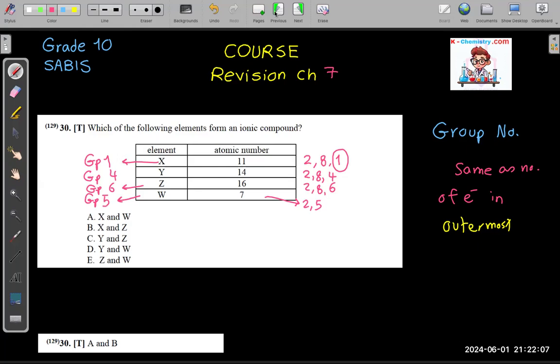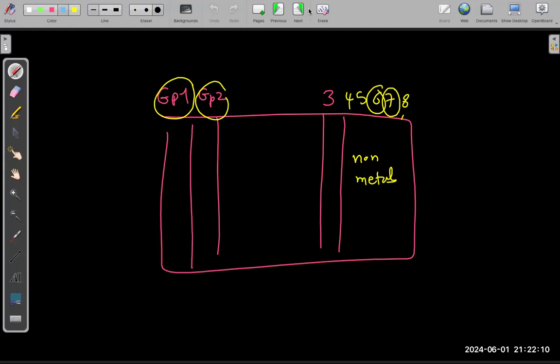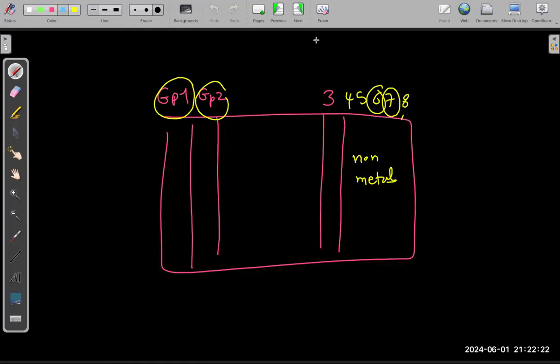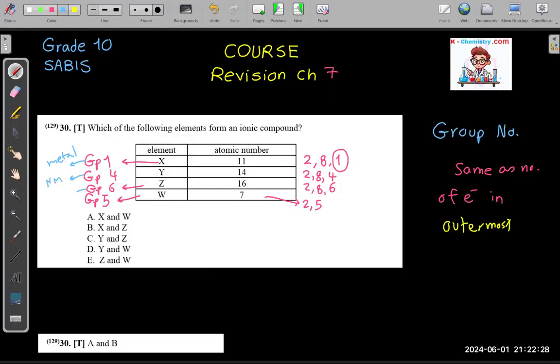Okay, so is group 1 metal or non-metal? Group 1 is metal. Groups 4, 5 and 6 are all non-metals. So X is metal and W is non-metal, so it is ionic. Which one is ionic? X and W. Okay, X and Z: metal and non-metal, ionic. Okay, Y and Z.